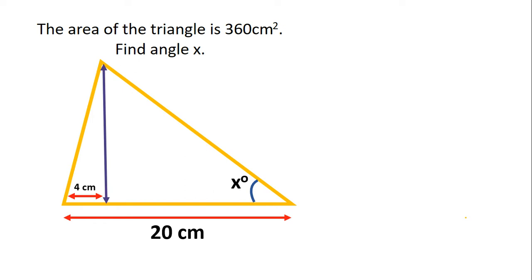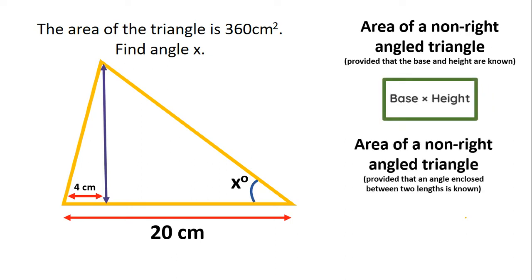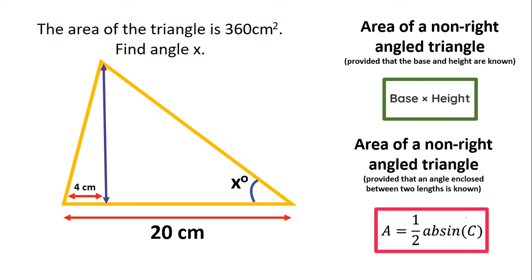In order to find my x degrees, and since we're dealing with the area, I'm going to be looking at two formulas. The area of a non-right angled triangle, provided that the base and height are known, is half base times height. And the area of a non-right angled triangle, provided that an angle enclosed between two lengths is known, is half AB sine C.